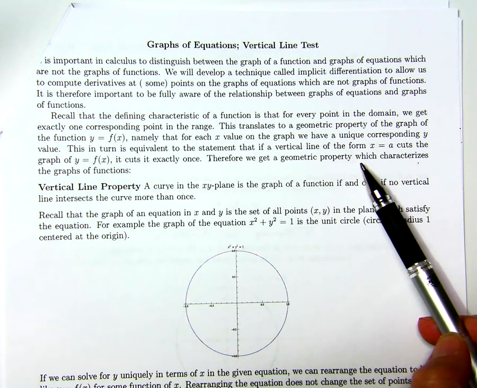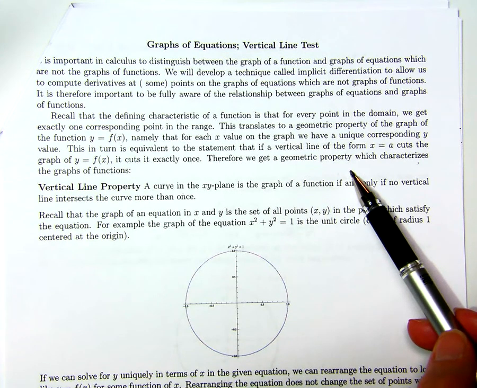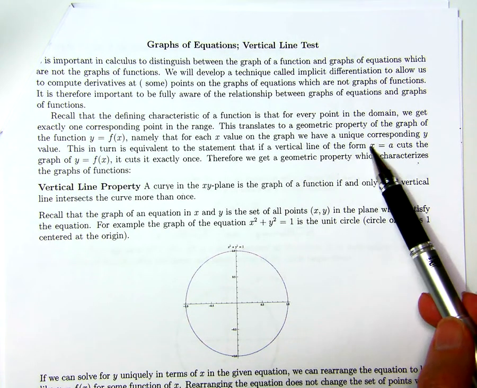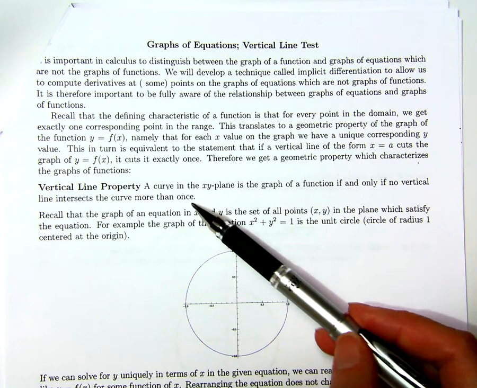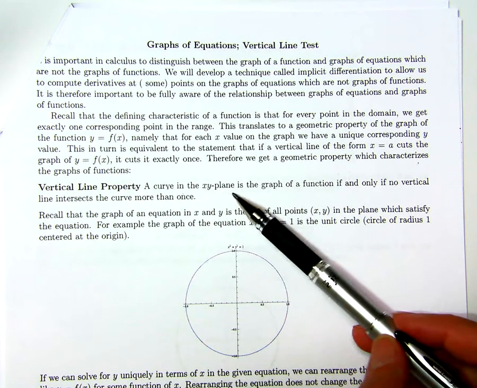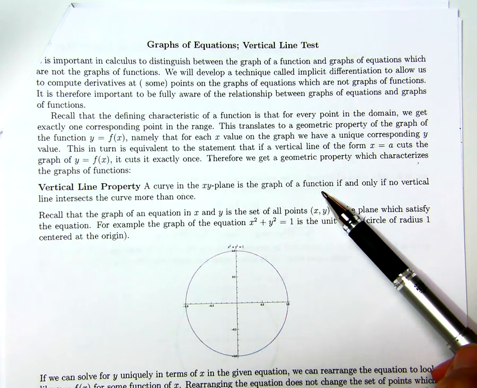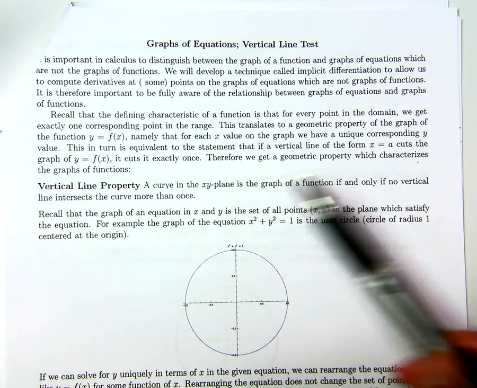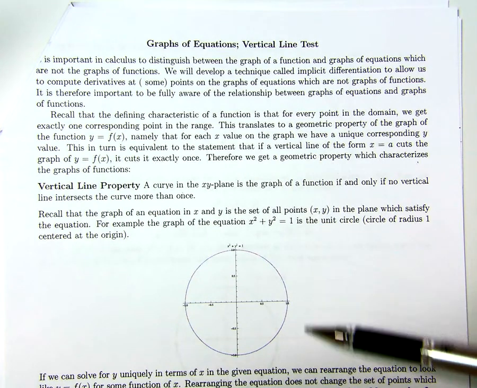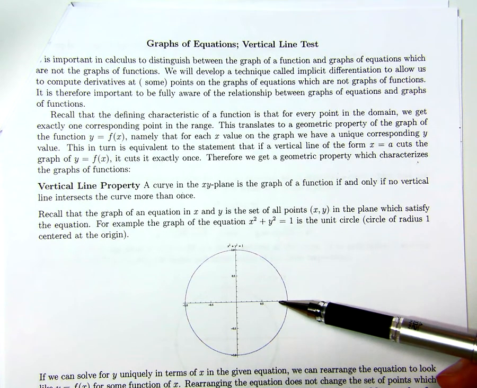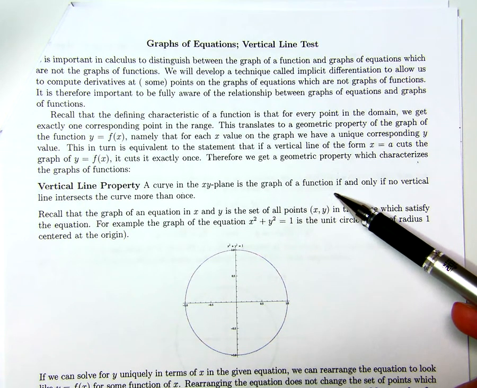So this algebraic property of a function translates to the above geometric property, and this characterizes the graph of a function. This is called the vertical line property. A curve in the xy plane is the graph of a function if and only if no vertical line intersects the curve more than once. That is, a vertical line might not intersect the curve at all, but if it does intersect the curve, then it's exactly once. So a vertical line cannot intersect the curve twice or more.